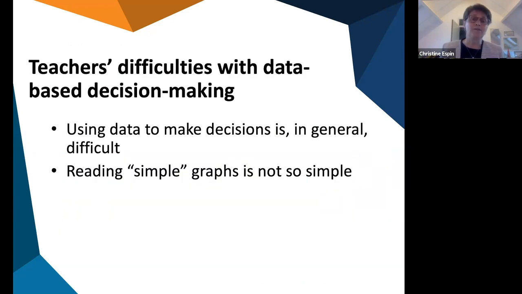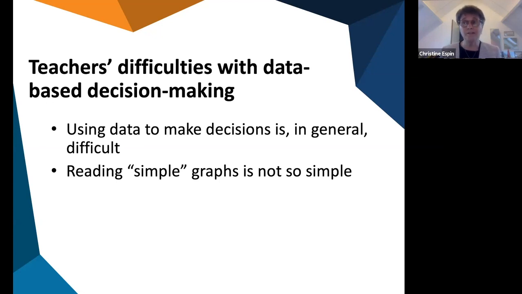So let's go back. There are two potential reasons for teachers having difficulties with data-based decision-making. The first is that using data to make decisions is in general difficult for human beings, not just for teachers. And second, reading simple graphs is not so simple, because even though teachers were not as good as CBM experts, in some ways they were better than statistics experts who had experience reading hundreds, if not more, line graphs. And yet those statistics experts also had difficulty reading the CBM graph.